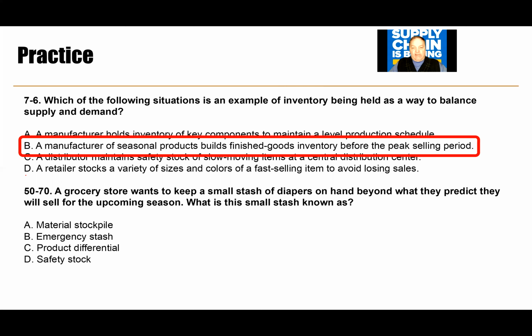50-70, a grocery store wants to keep a small stash of diapers on hand beyond what they predict they will sell for the upcoming season. What is this small stash known as? Well, best answer is safety stock. The others, material stockpile, emergency stash, or product differential are not things discussed in any body of knowledge.